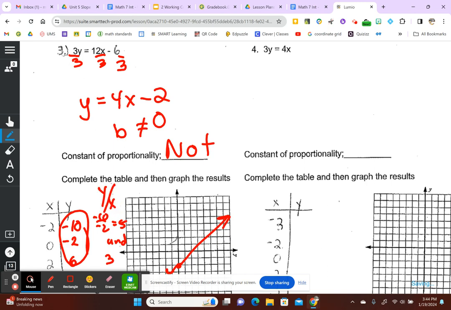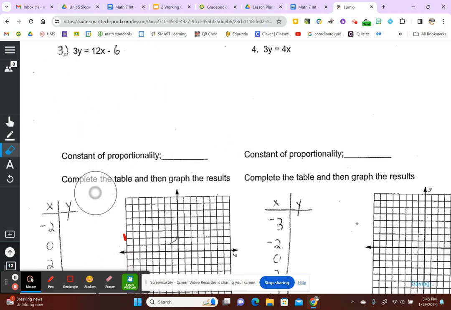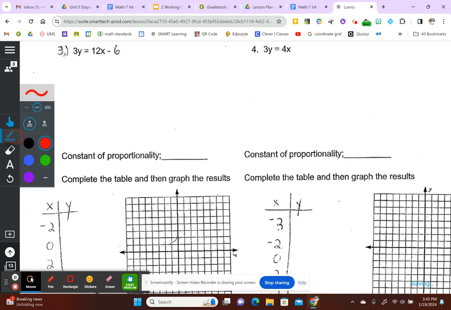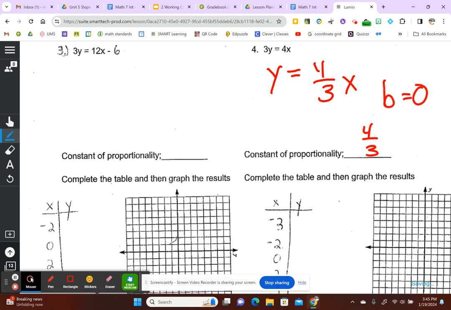It does not go through the origin, and b was not equal to 0. So on all counts, this is not a proportional relationship. Let's look at this one. This is y equals 4/3 x. B equals 0, so the constant of proportionality is 4/3.